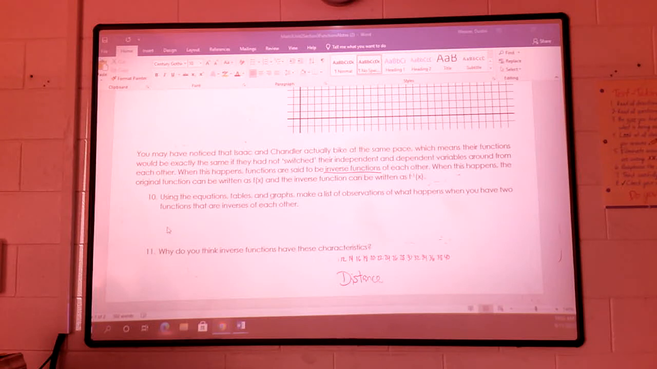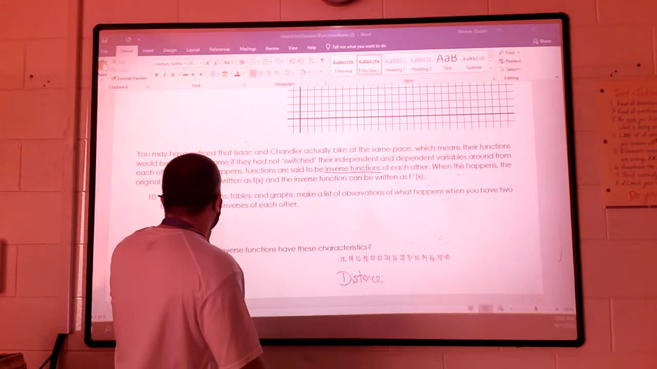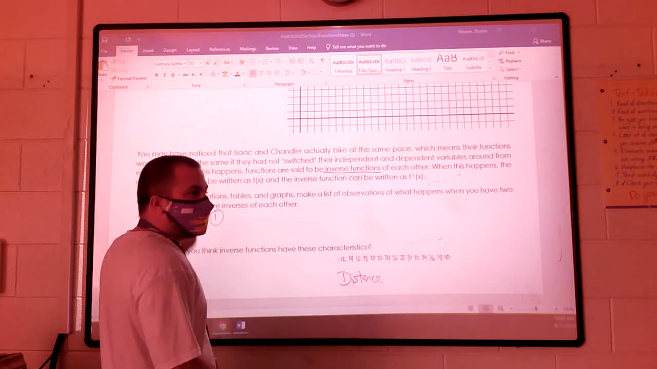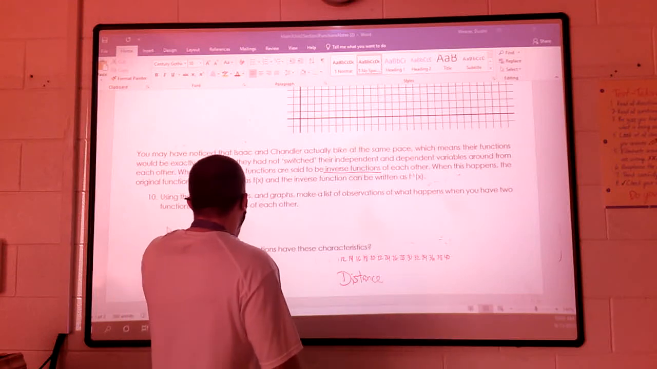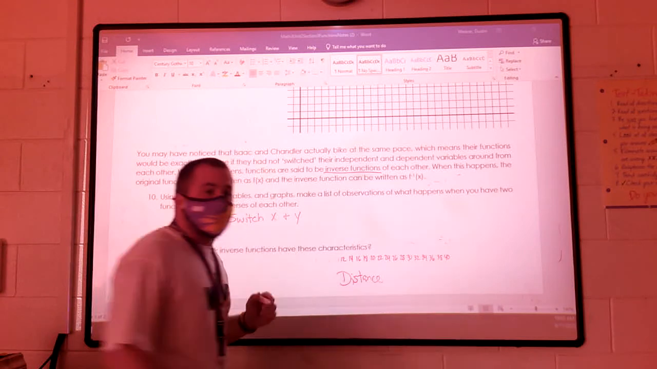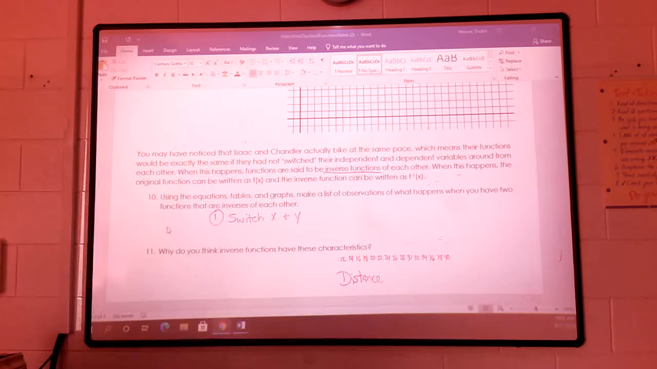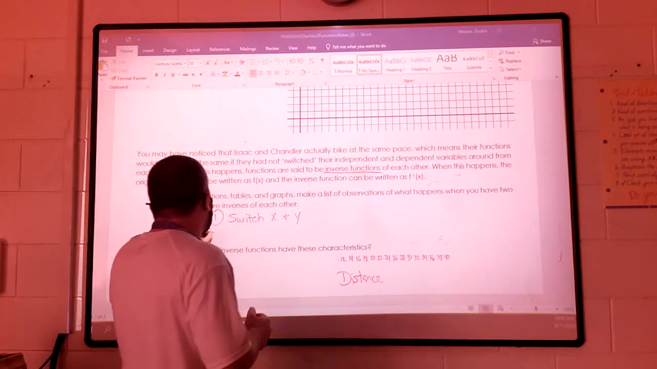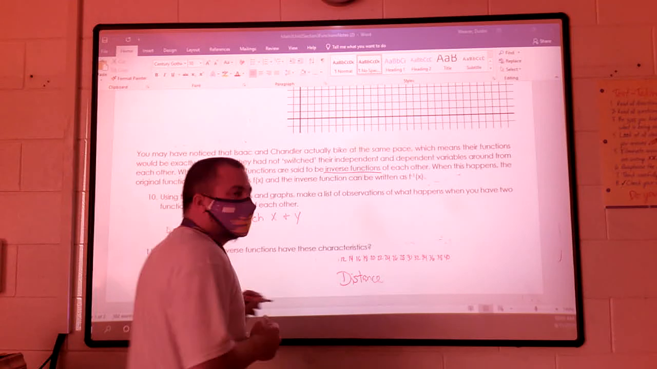They're flipped. Okay? So what happens in an inverse function, this is the first observation? You switch x and y. So you see that that's all that happened from Chandler to Isaac, we just switched x and y. All you do is flip it. Nothing else happened. Just switched x and y. The end.